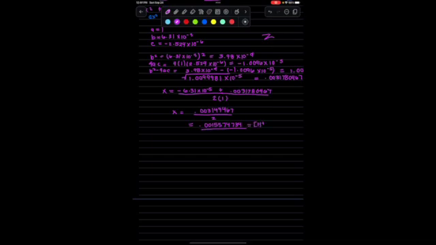Now to find pH, we know that pH equals negative log of our H plus. So pH equals negative log of 0.0015574734. So our pH equals 2.807, or approximately 2.81.